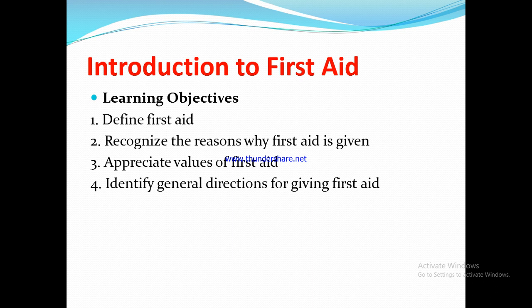The course intended to cover today the introduction, or part one of first aid, which has 4 subtopics. First, the definition of first aid; second, the reason why first aid is given; third, appreciating the value of first aid; and fourth, identifying the general direction for giving first aid.